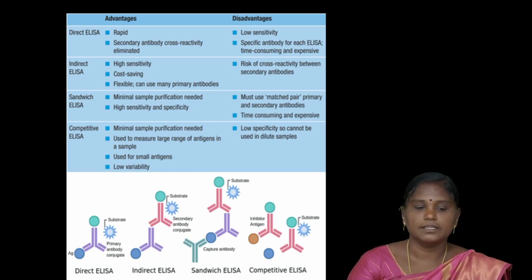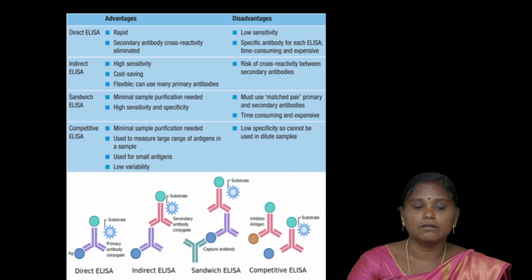Then sandwich ELISA. Here, minimal sample purification is needed. The purification can be minimized, and there is high sensitivity and specificity, very specific to the antigen and antibody. Then the drawback is that you must use a matched pair of primary and secondary antibodies. The pair should be clearly noted, and it is also a time consuming and expensive process.